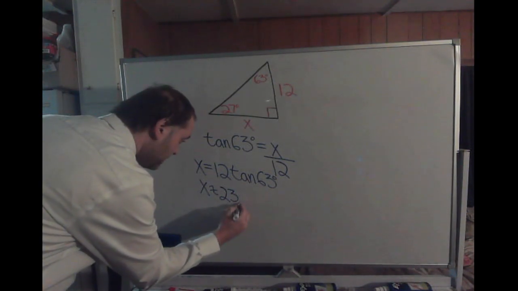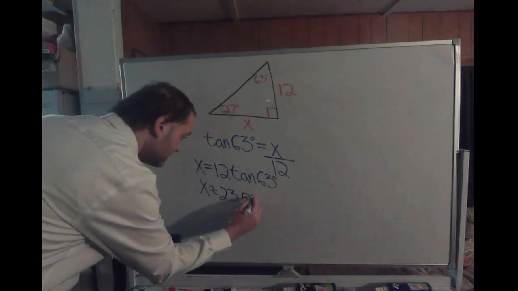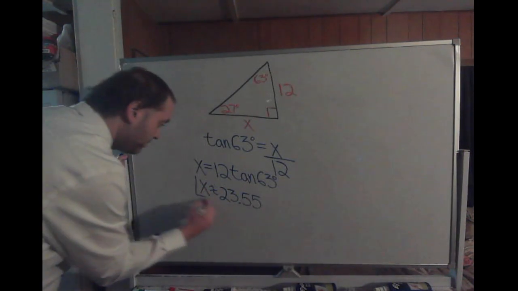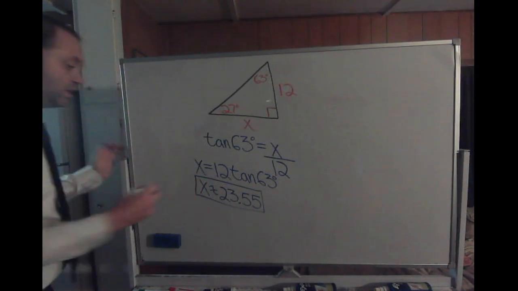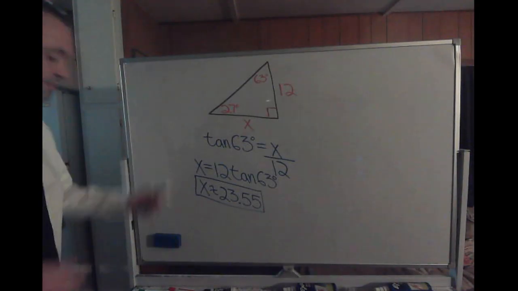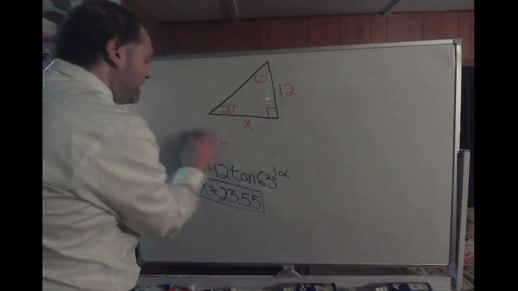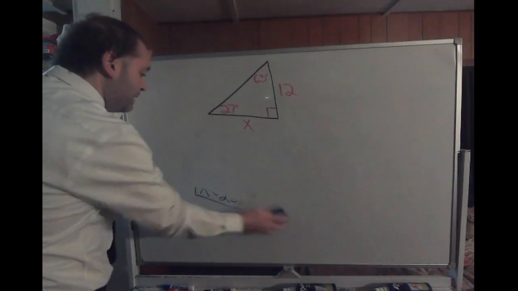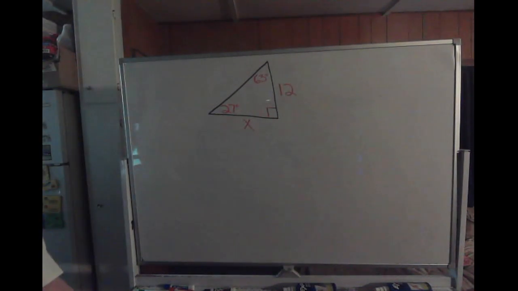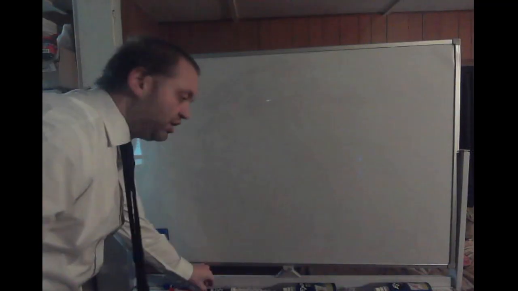So x is approximately equal to 23.55 when you do the math here. So the tangent ratio really isn't that bad, to be honest. It's really not. I know people see trigonometry at first and they freak out. It's like, oh my gosh, this is trigonometry. Trigonometry is really not bad at all, I promise you.